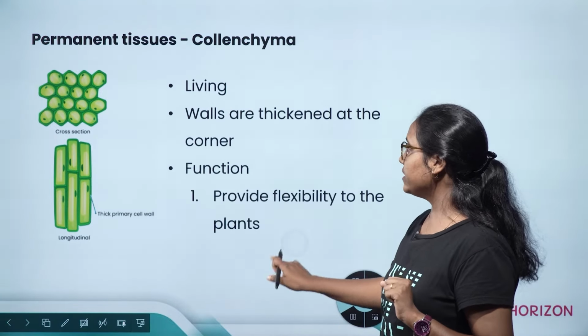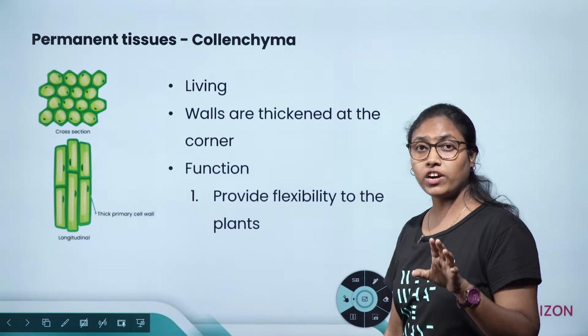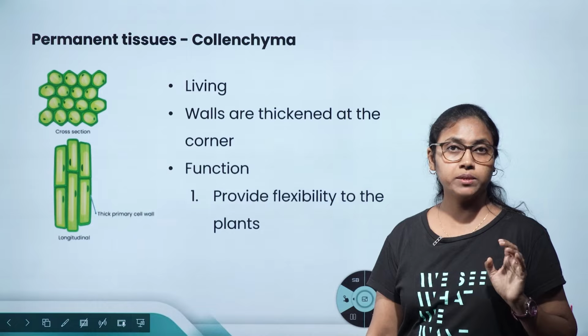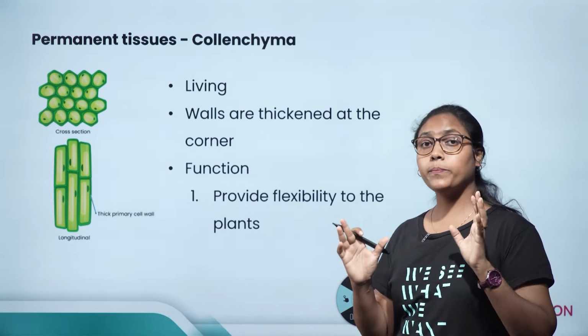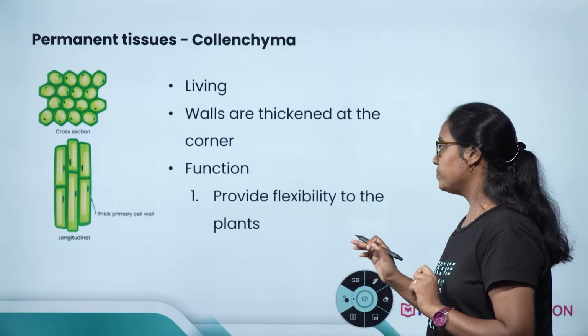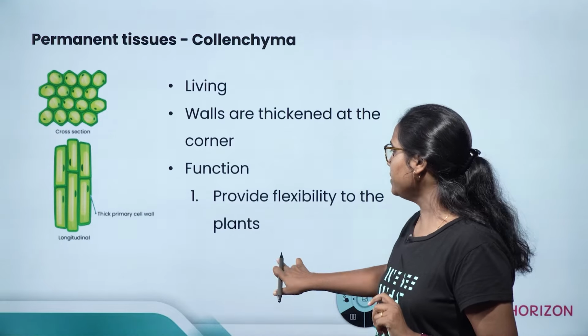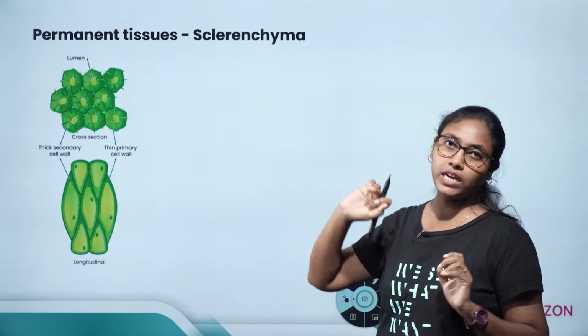Next thing we'll see here is the function. I already mentioned what the function is here. The function is providing flexibility. So, whenever wind blows or any other stresses come, it prevents the branches from breaking. Now, let's move into the next simple permanent tissue, that is sclerenchyma.